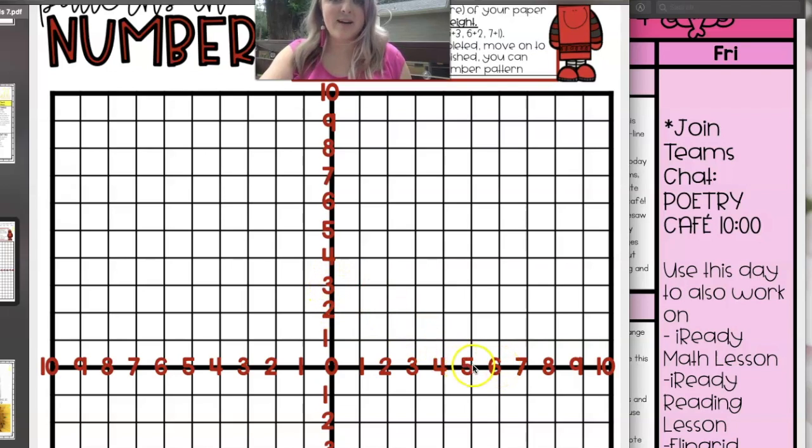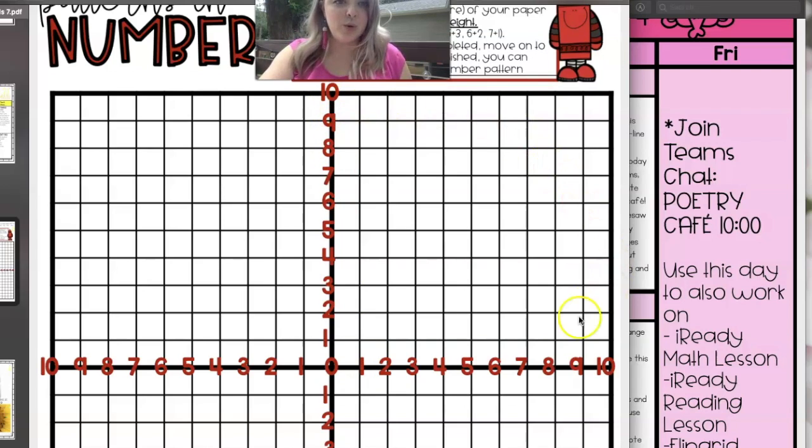3 plus 5, and then I'm going to connect 4 plus 4, and then 5 plus 3, 6 plus 2, 7 plus 1, and then I'm back at 8. I'm not going to do anything with this 9 and 10 because I'm stopping at 8.